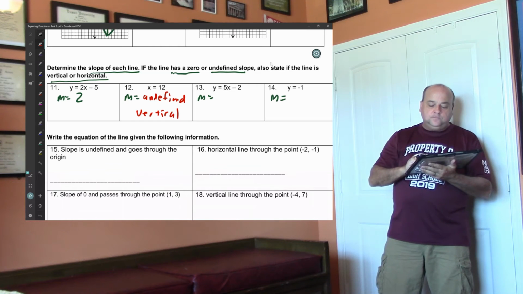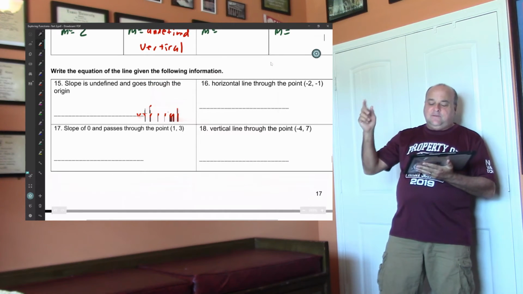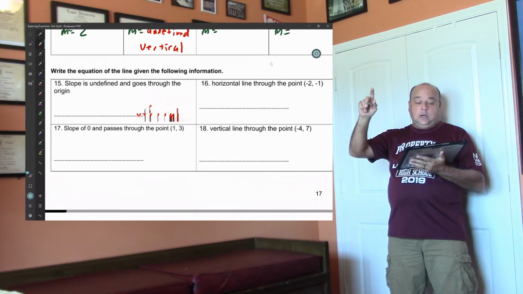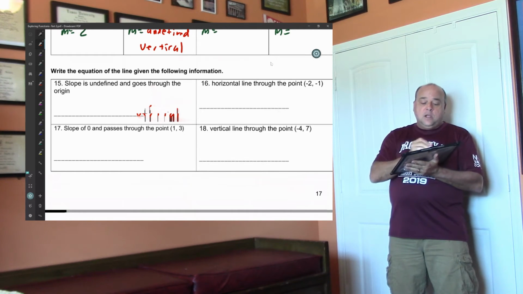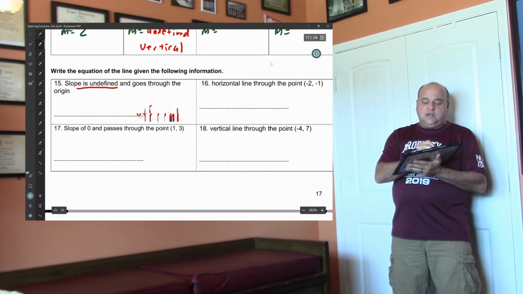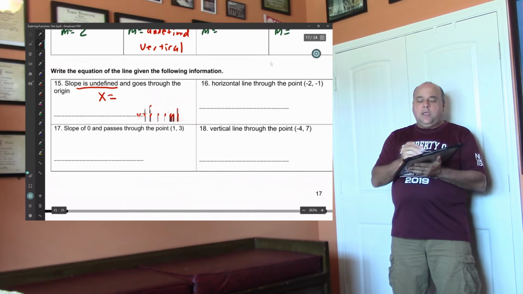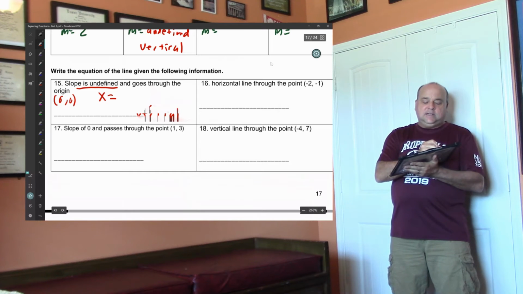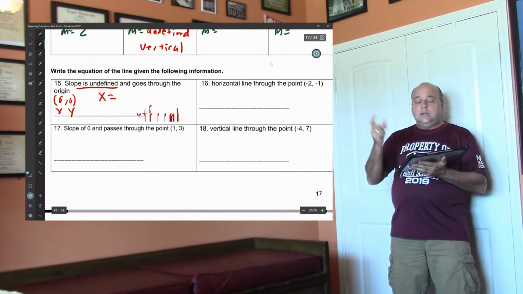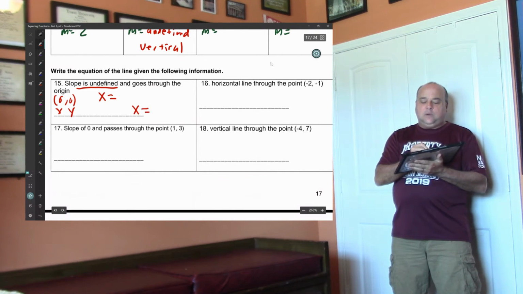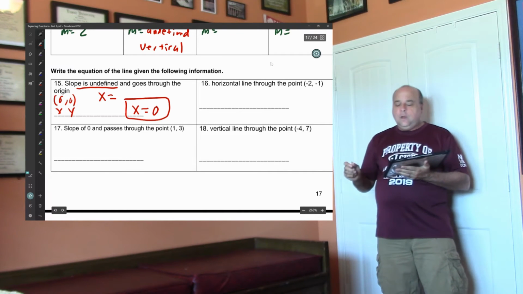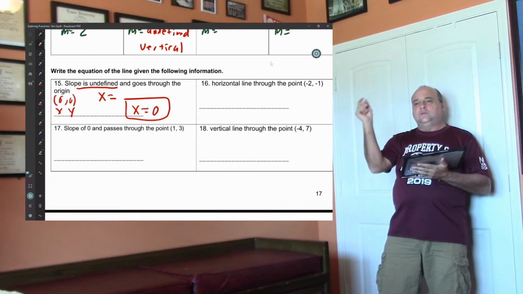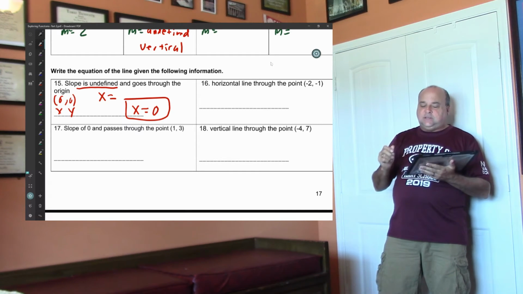Let's continue on. Write the equation of the line given the information. I'm just going to do one of them, okay? The slope is undefined. If it's undefined, it's x equals, right? It goes through the origin, which is 0, 0. So my x is 0 and my y is 0. So the equation would be x equals 0. Remember, horizontal is y equals, vertical is x equals. You got to remember that stuff, okay?